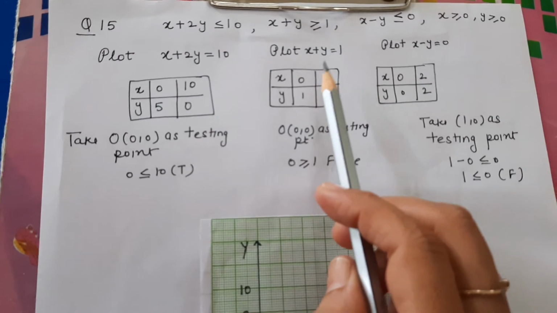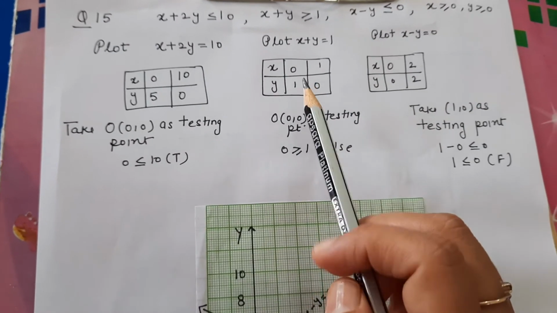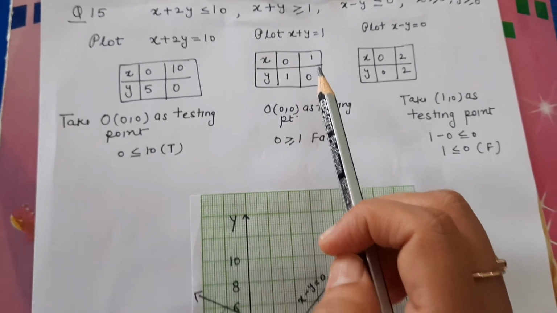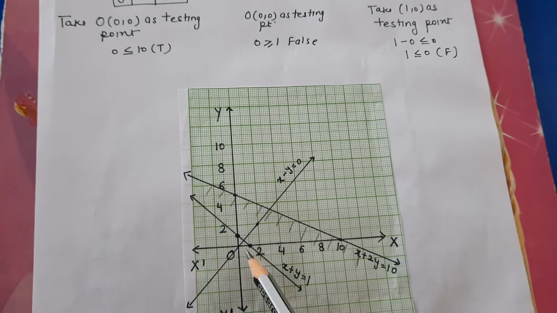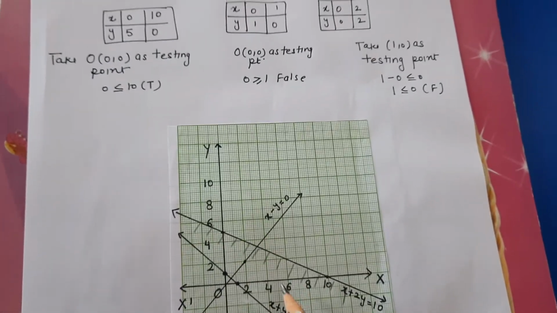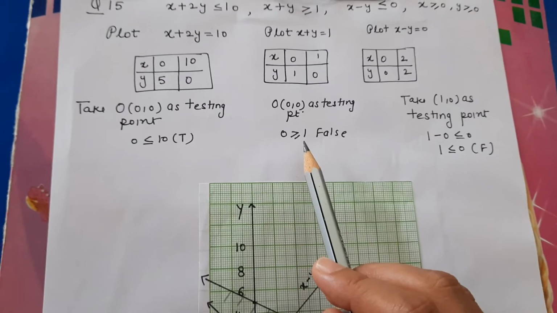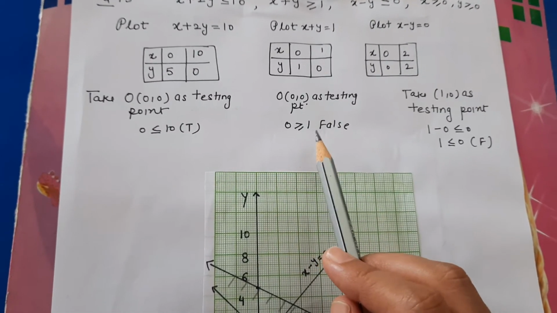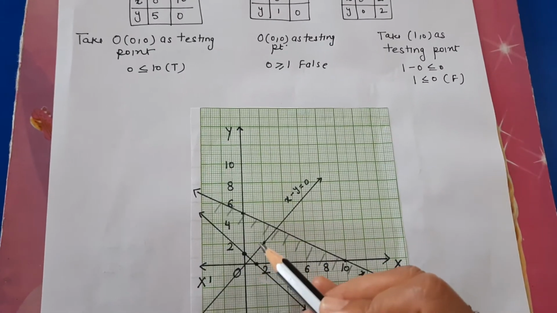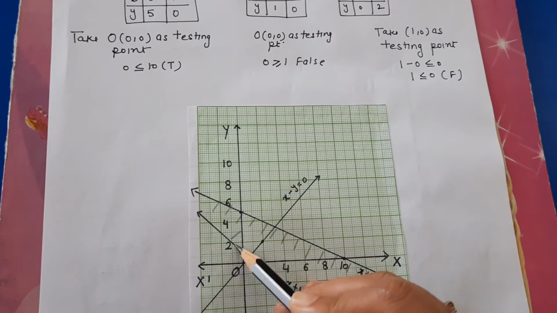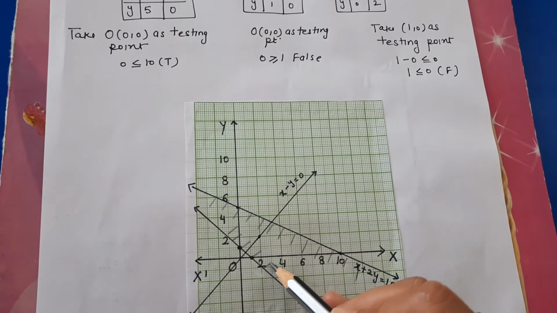You have x plus y equal to 1. x0, y1, y0, x1. So these points are 1, 1. Join them. Write the equation. Take origin as testing point. 0 greater than or equal to 1. False. If it is false, so its region will be away from the origin.